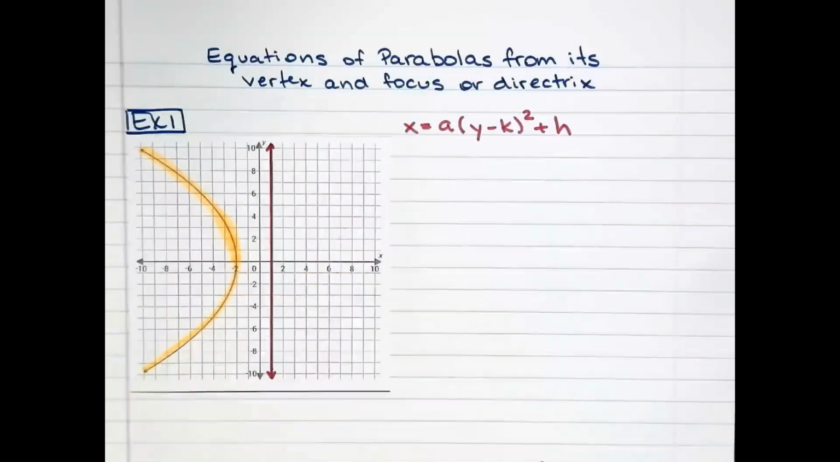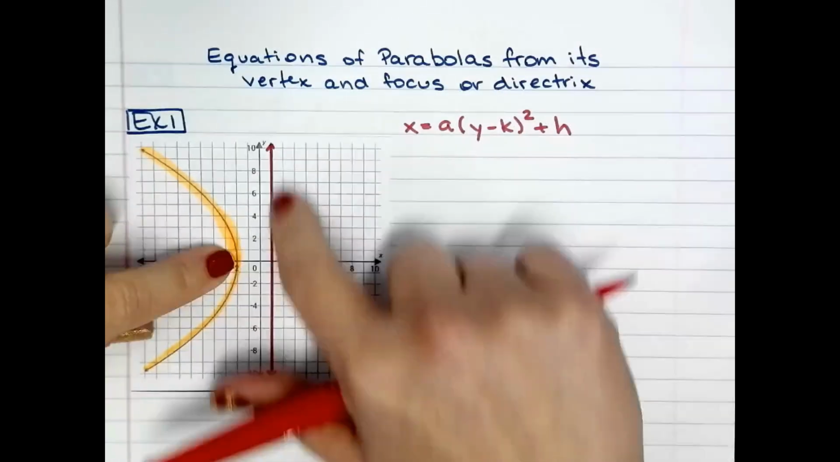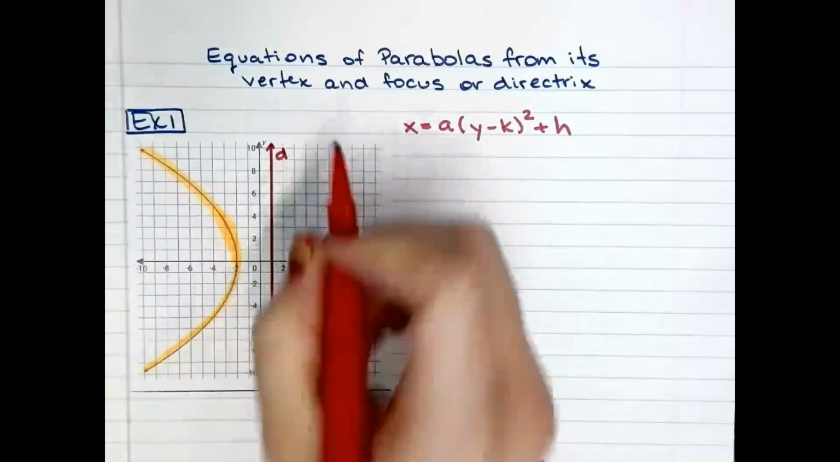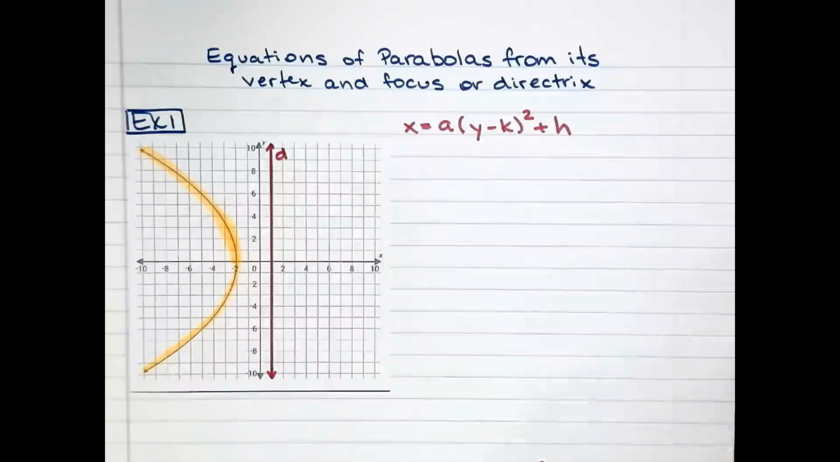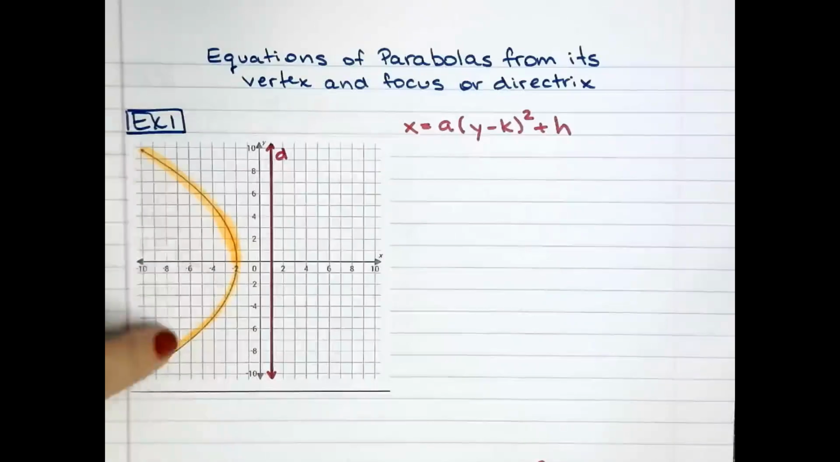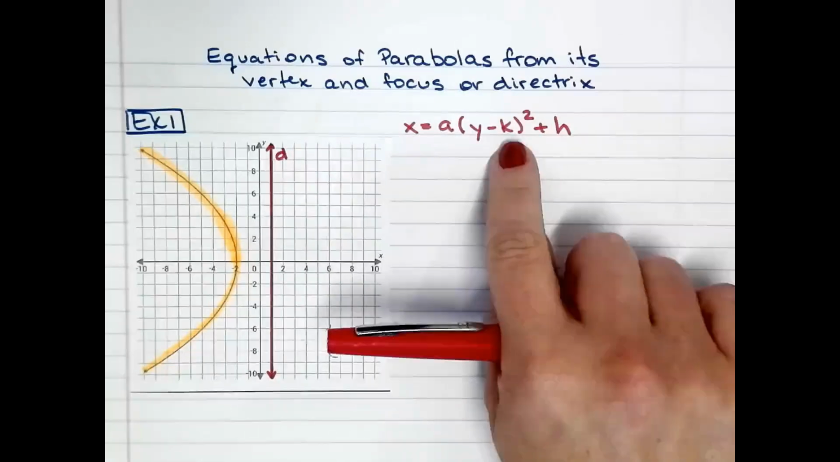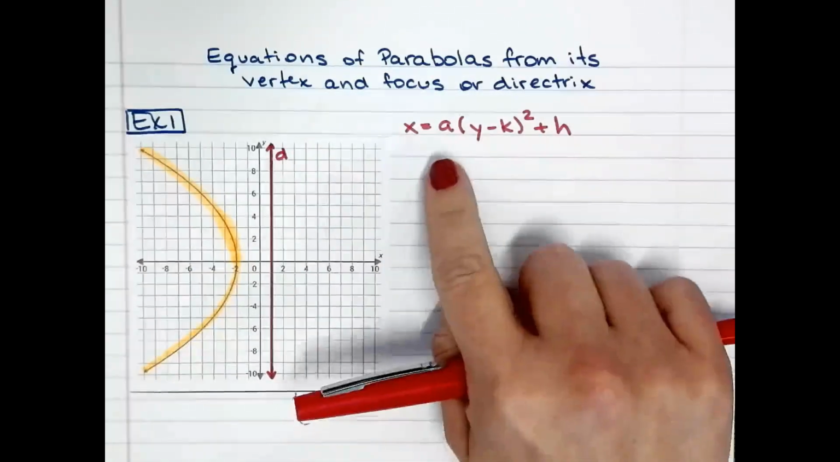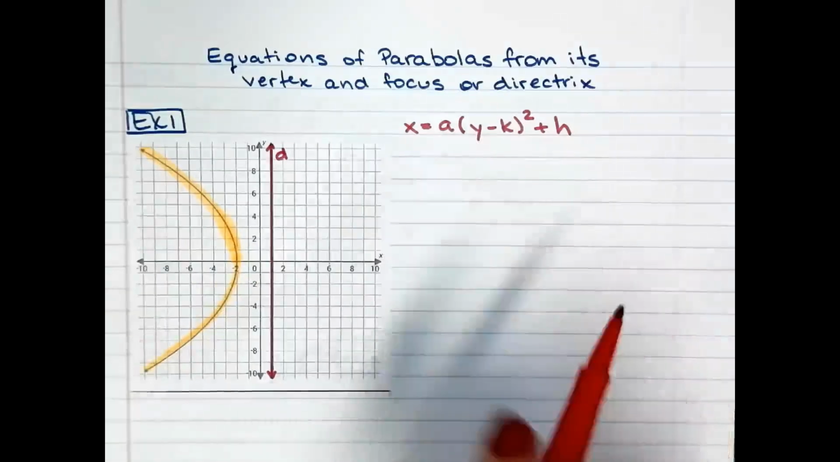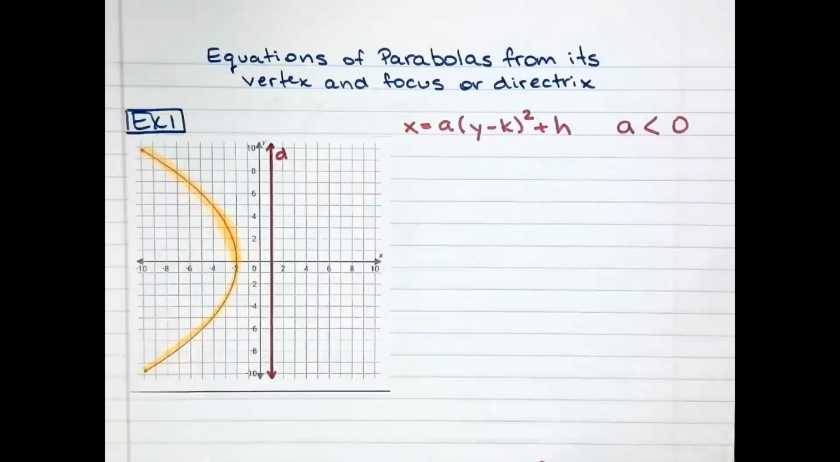In this video, we will write equations of parabolas from its vertex and either focus or directrix. In the first example, we have the directrix. The directrix is the vertical line right there, and it's on the outside of the parabola, not on the inside. We have a parabola opening left. Here we have x equals, this is the vertex form of a parabola opening sideways. And because this parabola opens left, I know a will be less than 0, or a will be negative.